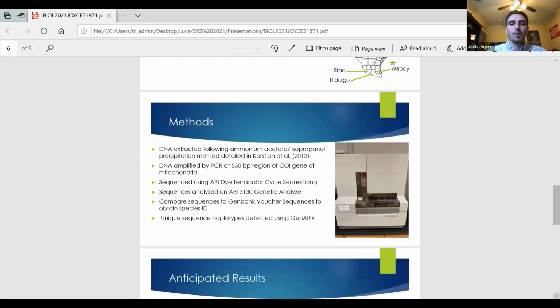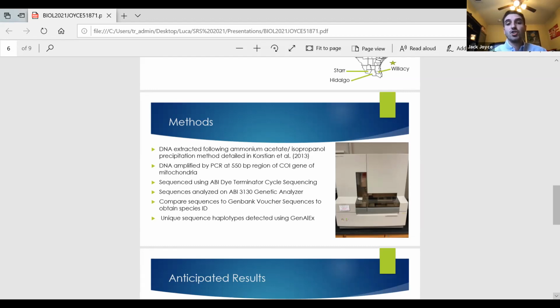DNA was extracted following the ammonium acetate isopropanol precipitation method and amplified by PCR at the 550 base pair region of the cytochrome c oxidase 1 gene in the mitochondria, sequenced using ABI BigDye terminator cycle sequencing, and analyzed on an ABI 3130 genetic analyzer, which is pictured here.